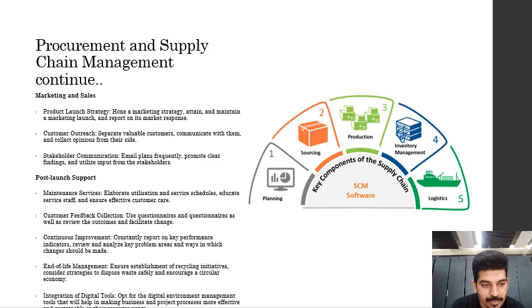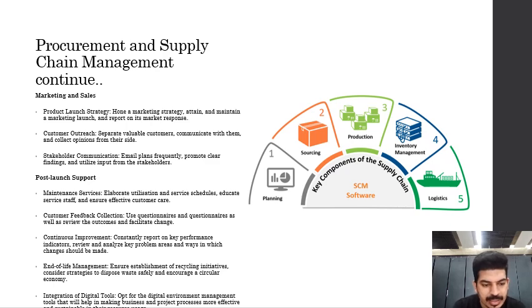Post-launch support includes maintenance service, customer feedback, continuous improvement and end-of-life management. Everything is included in post-launch support, but we must focus on the maintenance service: service schedules, evaluating service staff and ensuring effective customer care. Then customer feedback collection: use questionnaires as well as review the outcome of the facility changes, because customer feedback helps us improve our product quality. We are making the product only for our customers, so we must concentrate on customer feedback.